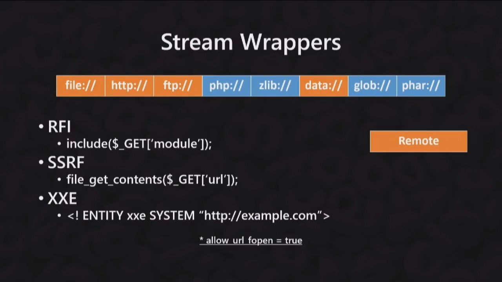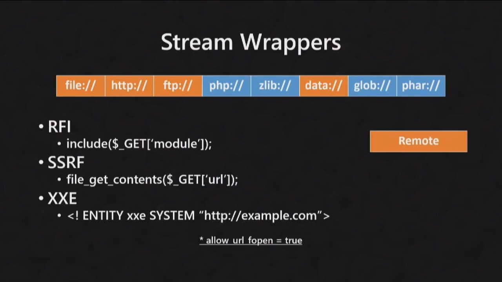And I've grouped 4 of them as the remote stream wrappers. Provided this PHP ini setting allow_url_fopen is true, then we can access remote files as if they're local files, simply by supplying, for instance, an HTTP path or an FTP path. I've put data into that group, although it's not strictly remote. Obviously, you would include the data that you wanted to use in the URL, but it also requires this setting to be true.